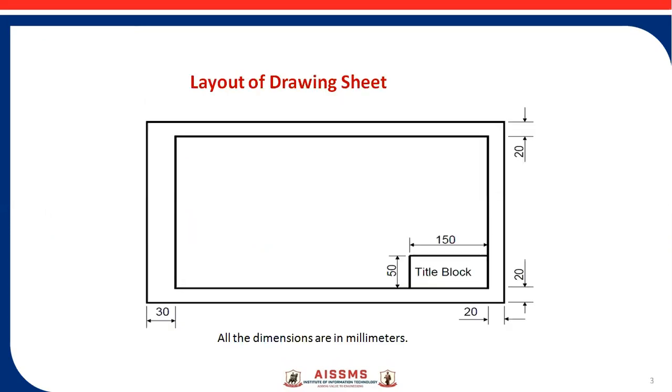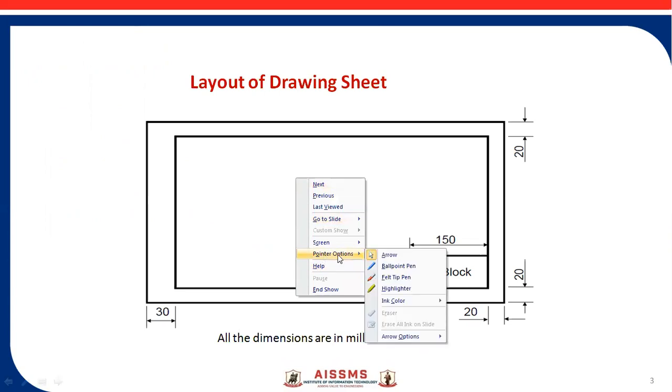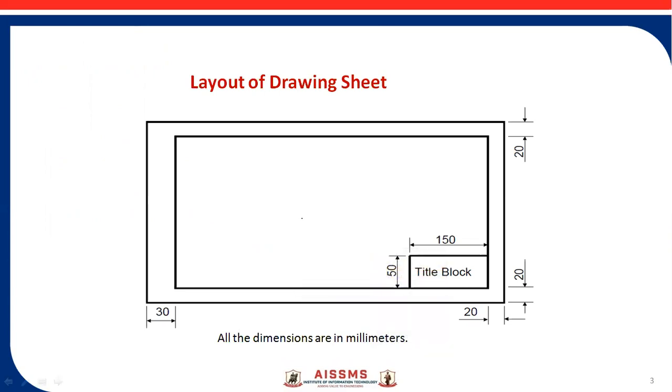In this, you can see the first content is the layout of the drawing sheet. You can see the landscape drawing sheet in which we are going to draw the drawing. This portion is particularly used for the drawing, and this part is the title block, which is 150 by 50 mm, which we use for the title, that is the details of the drawing, naming and all.